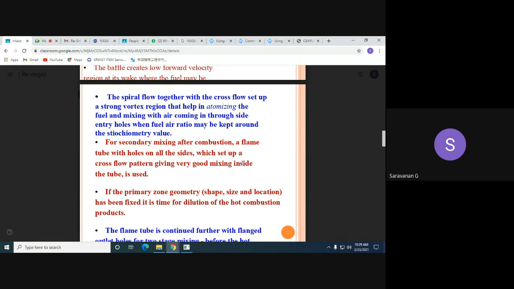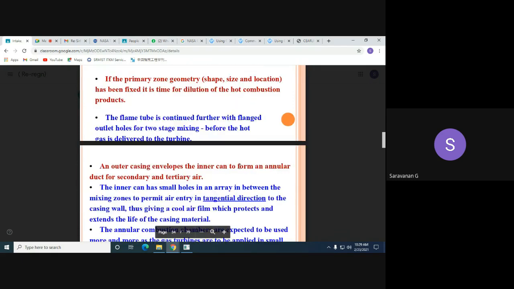For the secondary mixing after combustion, there will be a flame tube with holes on the outside, which set up a cross flow pattern. It gives good mixing inside the tube. Once the primary zone geometry, shape, and size are fixed, it is time for dilution of the hot combustion products. So the flame tube continues further behind the outer holes for two-stage mixing before the hot gases go to the turbine.